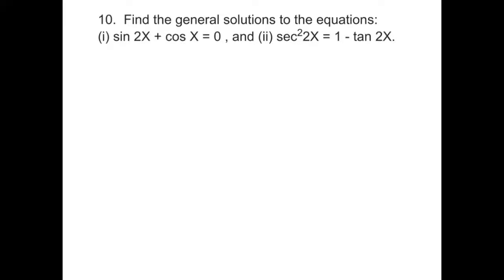Find solutions to these two equations. So there are two parts to this question. Part 1 is sine 2x plus cos x equals 0, and part 2 is sec squared 2x equals 1 minus tan 2x.